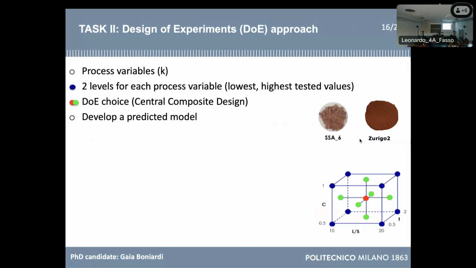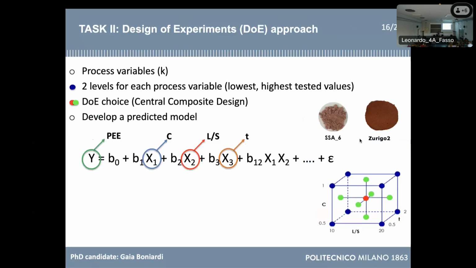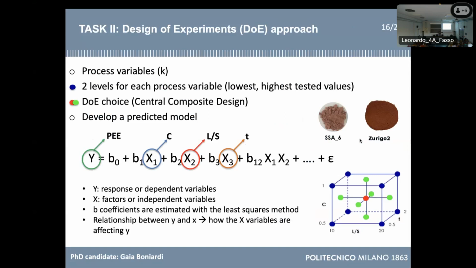All tests were conducted in duplicates, and we consider the corner points of the cube, the axial points, and the center point. So the idea was to find a regression equation. Our response is the phosphorus extraction efficiency, and the factors we consider were, again, concentration, liquid to solid ratio, and time. We wanted to find this relationship between the factors and the phosphorus extraction efficiency, and also to investigate the impacts of the different factors: is it more important to increase the liquid to solid ratio, time, or the acid concentration?